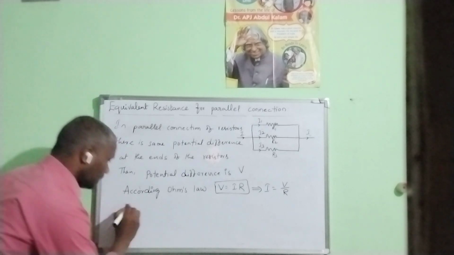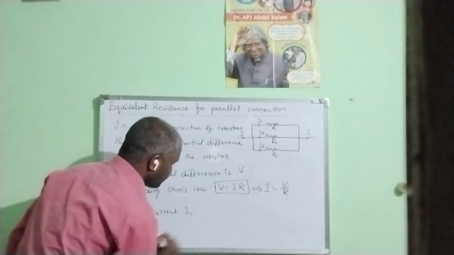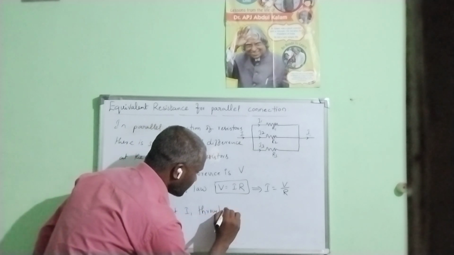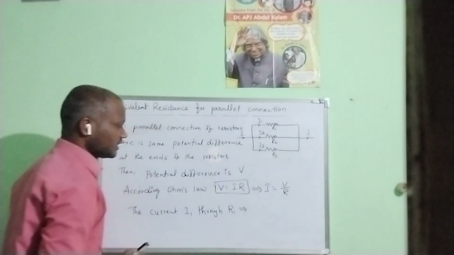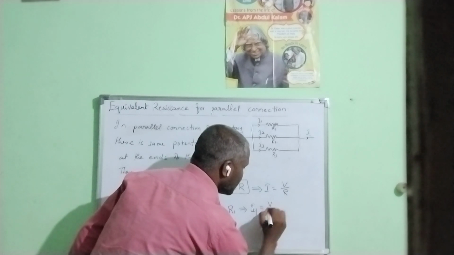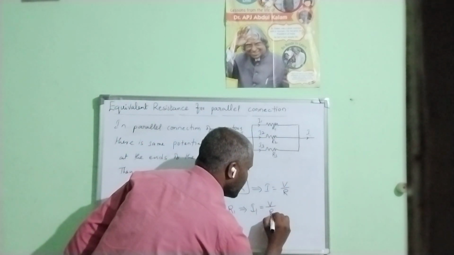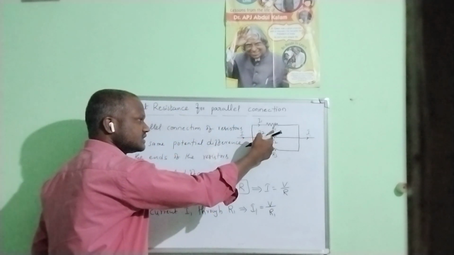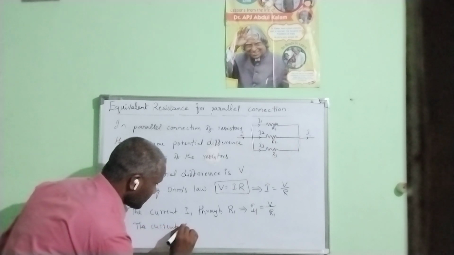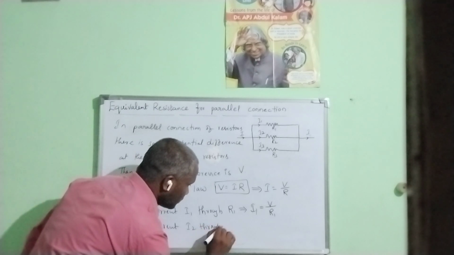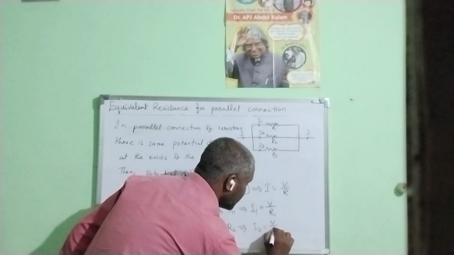By using this Ohm's law, the current I1 through resistance R1 is given by I1 is equal to V by R1, since the potential difference is the same at the ends of the conductor, that is V. Next, the current I2 through the resistor R2 is given by I2 is equal to V by R2.